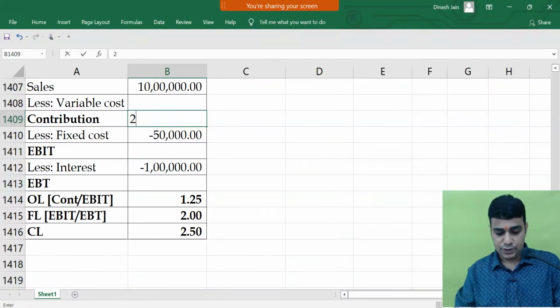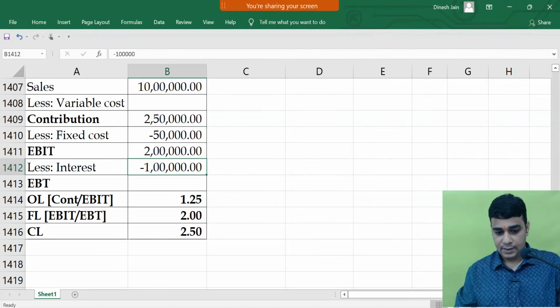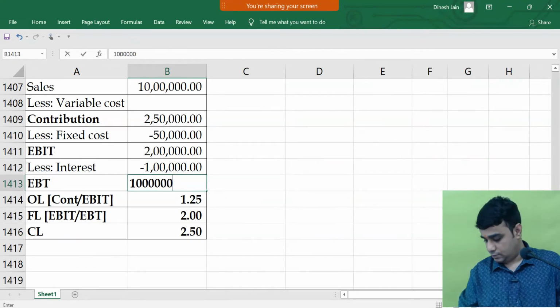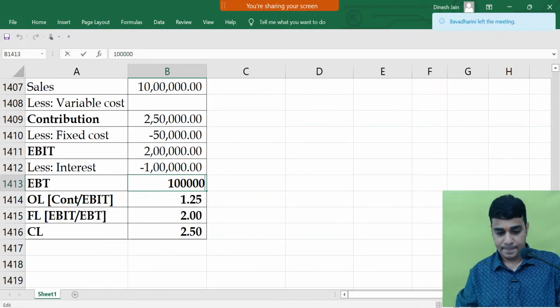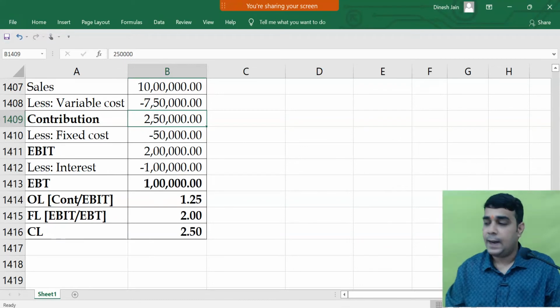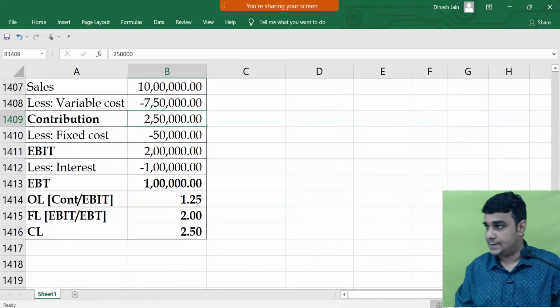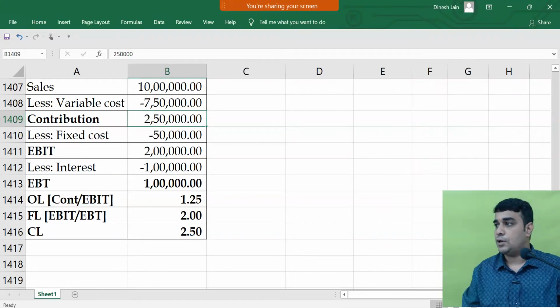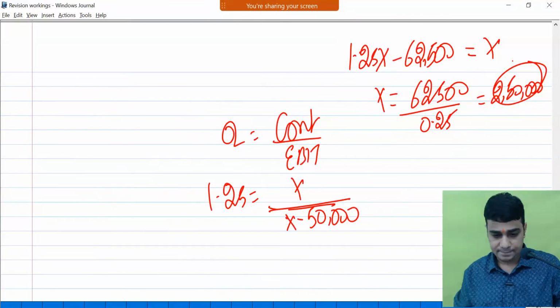So, contribution is 2,50,000. EBIT is now 2 lakhs. EBT is 1 lakh. Variable cost, the balancing figure, is 7,50,000, and PV ratio is contribution by sales. They have asked for PV ratio, which is contribution by sales.